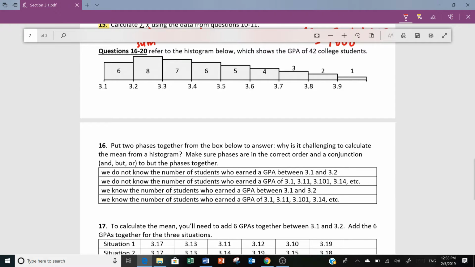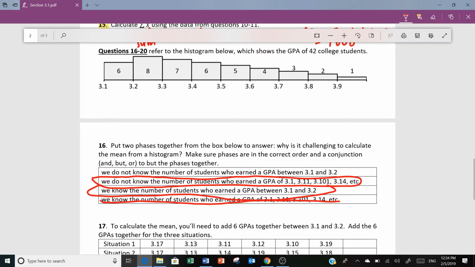Okay, so what do we know? Let's start with what we do know. Do we know the number of students who earned a 3.1, a 3.11, a 3. No, we do not know that. So cross this off. We do not know that information, so that's this one here. Do we know the number of students that earned a GPA between 3.1 and 3.2? Yes. How many were there? 6. So it's that one, statement 3.